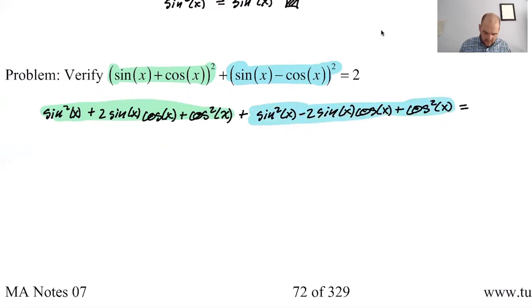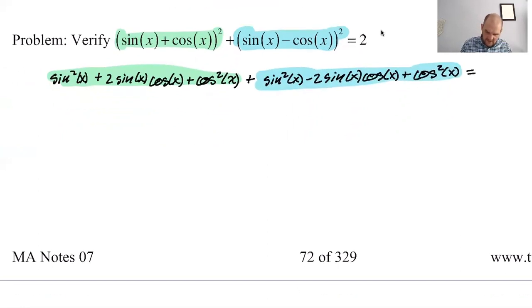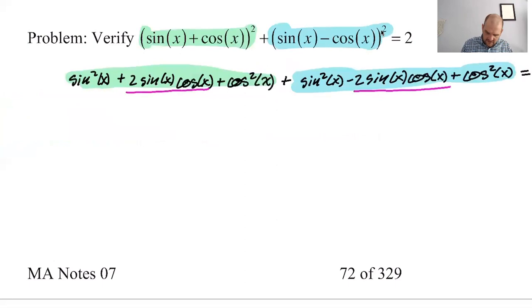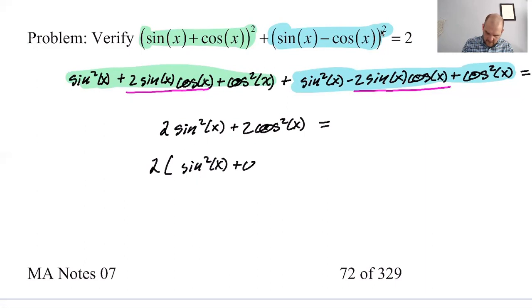All right, so what's going to happen? Well, if you look at these closely, you'll notice plus 2 sine cosine minus 2 sine cosine. Those actually cancel. So there's a sine squared and a sine squared, so we have 2 sine squared. And there's a cosine squared and a cosine squared, so plus 2 cosine squared. And then equals something, I'm not going to write it. And then take a 2 out. Sine squared plus cosine squared.